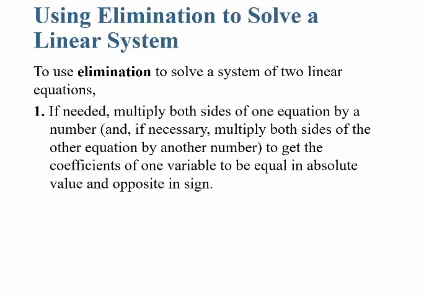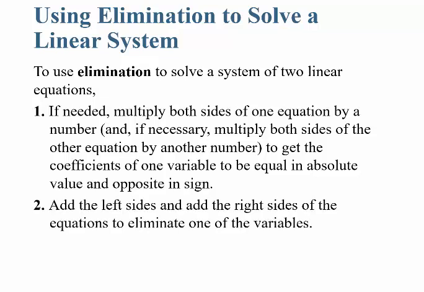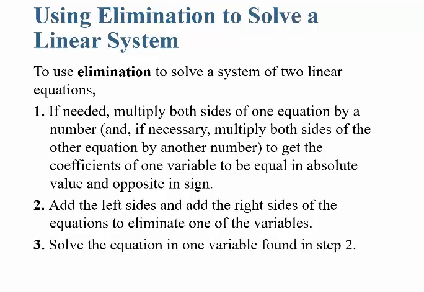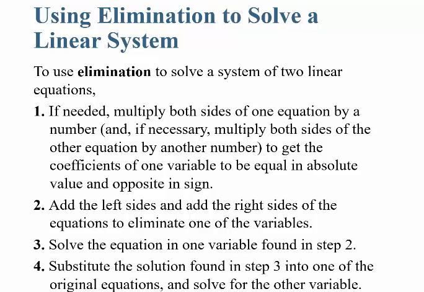Okay, so to use elimination to solve systems of two linear equations, if needed, and I'll do an example of this, multiply both sides of one equation by a number, and if necessary, multiply both sides of the other equation by another number, to get the coefficients of one variable to be equal in absolute value and opposite in sign. Add the left sides and right sides, add down, like I showed you, of the equations to eliminate one of the variables. Solve for the remaining variable, and then substitute that solution into the original equation to find the other variable.